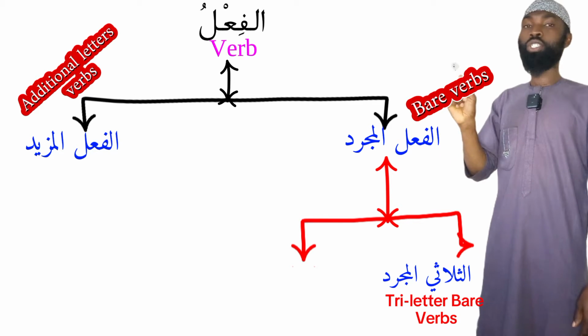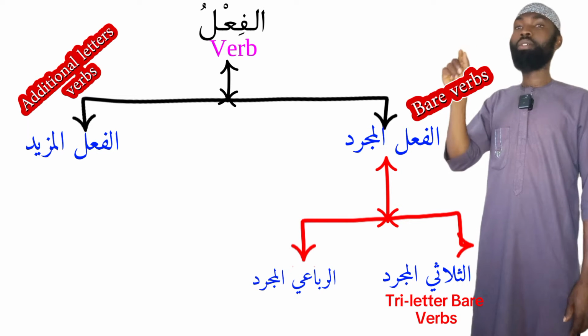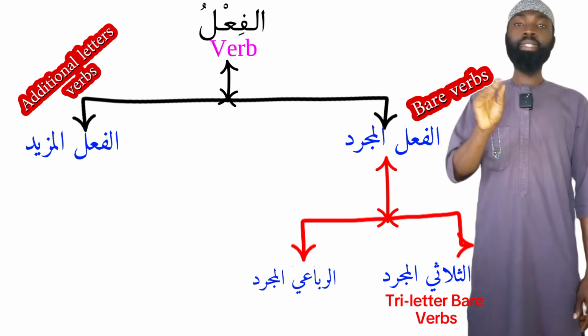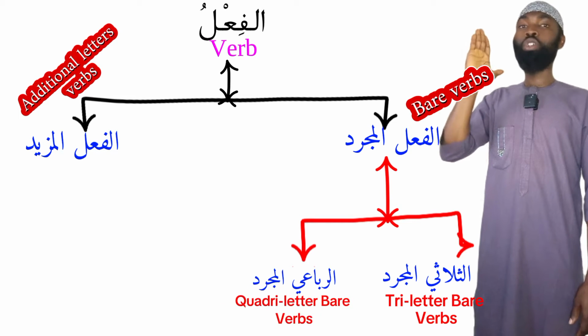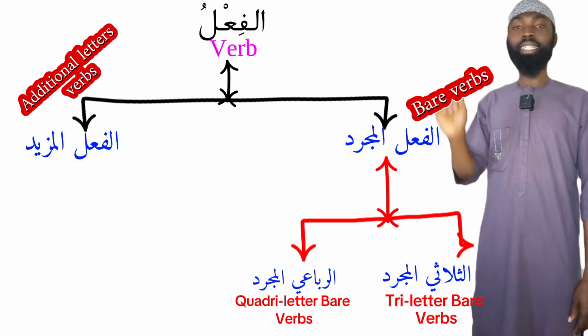The second subcategory is called al-ruba'i al-mujarrad. Al-ruba'i al-mujarrad simply means the verbs which have just four letters as their root letters.